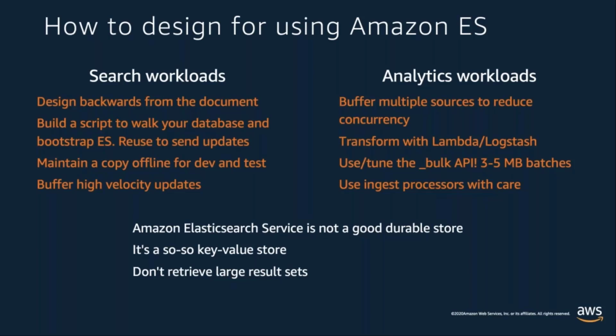Some of the APIs don't perform as well as a key value as other key value stores would, but you can use it as a key value store. And the last don't is the more data you pull out of Elasticsearch, the heavier weight the workload is on the cluster. So you really want to limit how much data you pull out of Elasticsearch. In other words, don't retrieve large result sets.